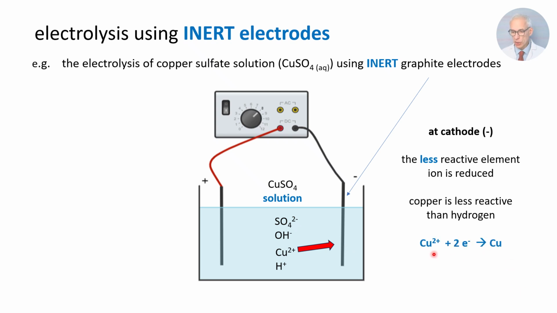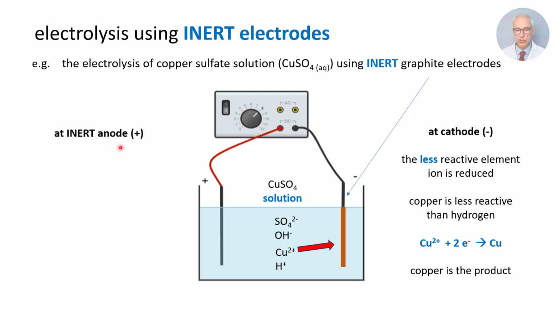The equation, copper 2+ gains 2 electrons, it is reduced to form copper atoms. Copper metal is the product. We'll see a coating of copper form on the carbon cathode.